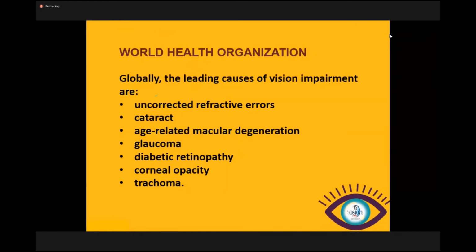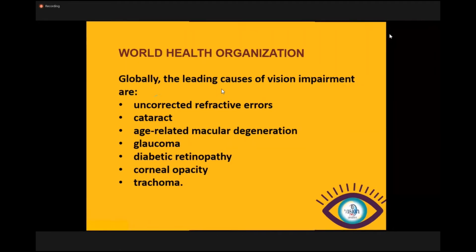No? So if you look at this, what are the causes of blindness, no? In the Philippines and all over the world? Uncorrected refractive errors, cataract, age-related macular degeneration, which we have discussed last time, glaucoma, diabetic retinopathy, corneal opacity, and trachoma. So, those are the common causes of blindness, no?